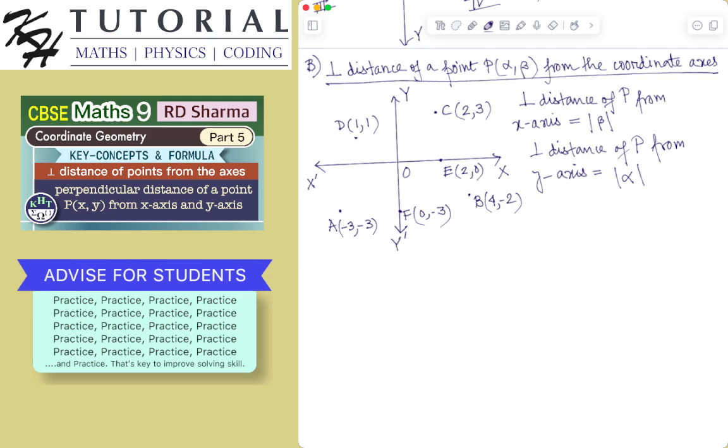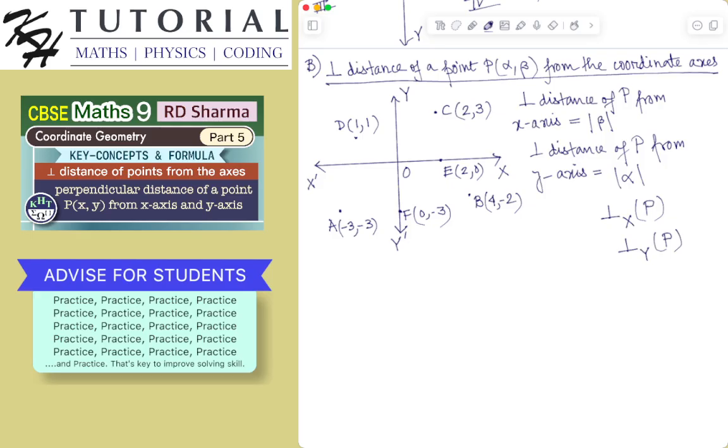Now, let's see what will be the perpendicular distances of these points that I have plotted from the y and x axes. I will be using some notation just for the sake of discussion. I will use this notation to mean the perpendicular distance of the point P from the x-axis, and I will use this notation to mean the perpendicular distance of the point P from the y-axis, so that it will be easy for me to explain.